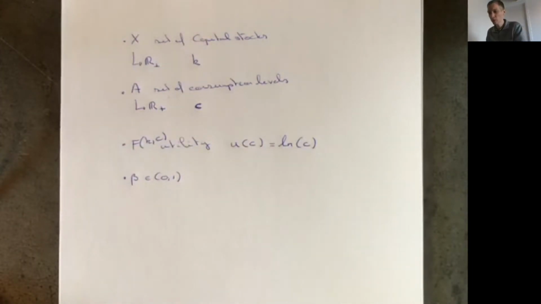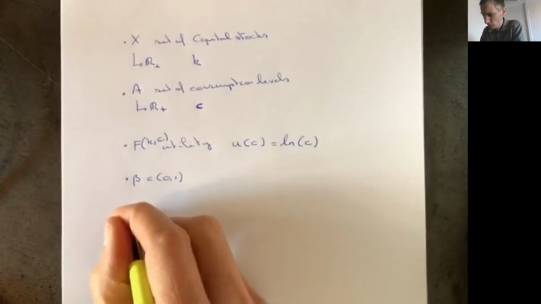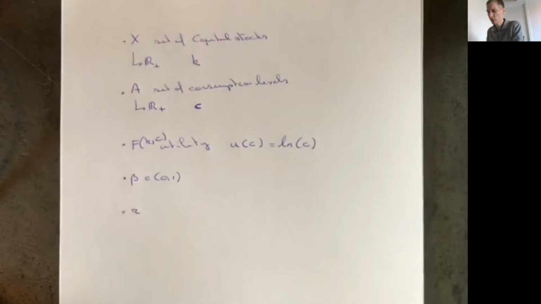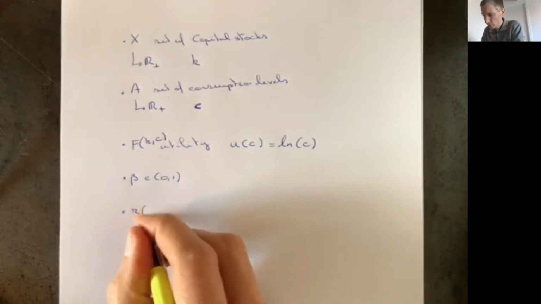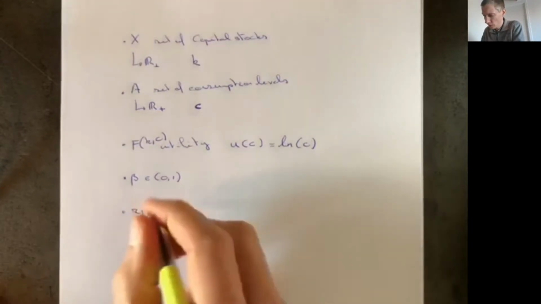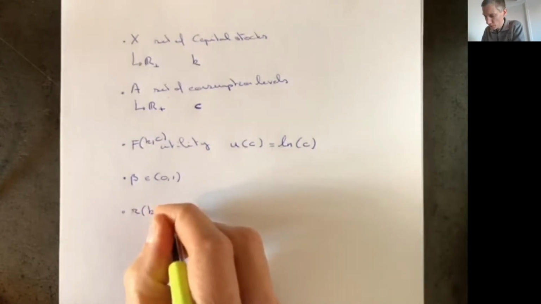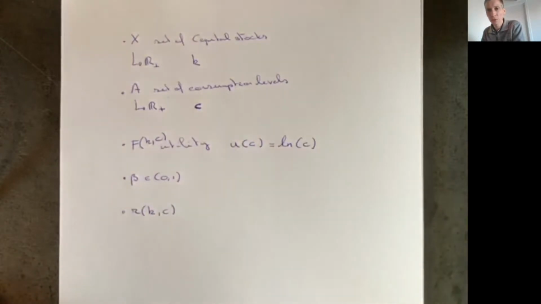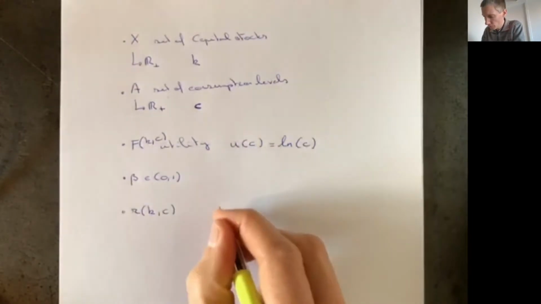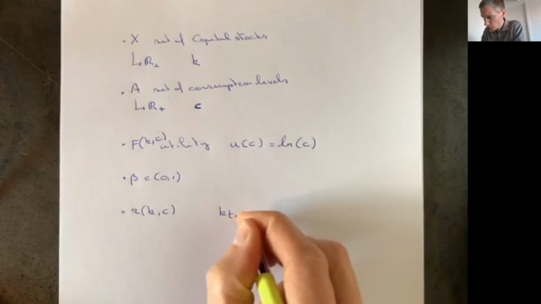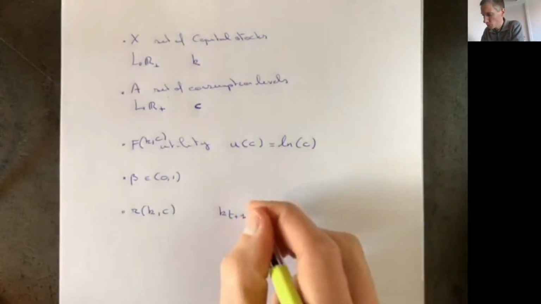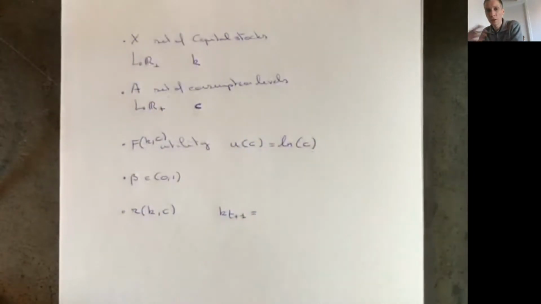So let's first look at the law of motion, right? Maybe this is easier, or R function. So our R function is going to take a capital stock, it's going to take a consumption level, and it's going to give you the capital stock in the next period. Okay. So capital stock in the next period is K_{t+1}, and you would like to write this as a function of K_t and a function of C_t. Okay, capital and consumption today.